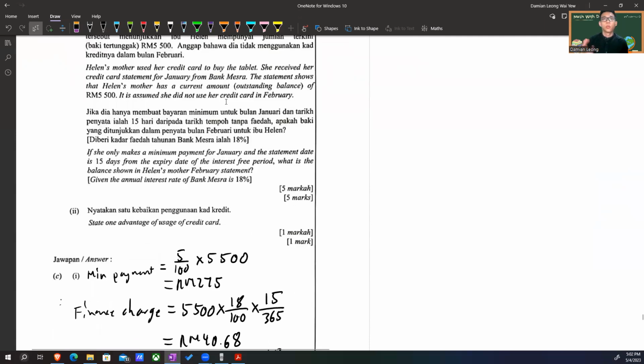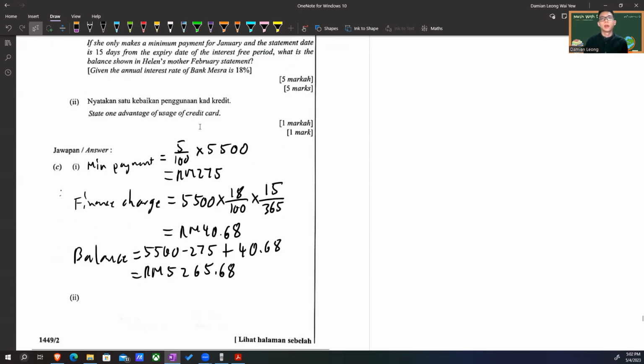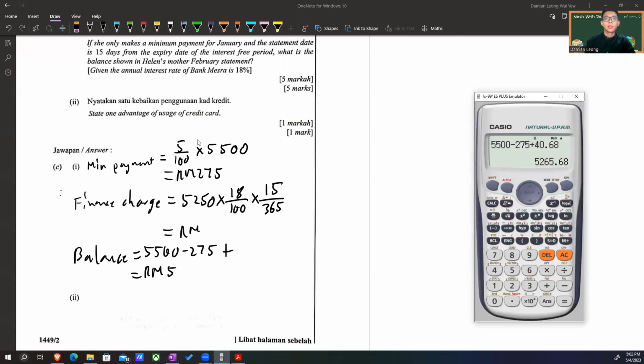Okay, it counts when, actually no. Actually, this question is a bit weird. Sorry, I interpreted a bit wrongly. By right, it should be when the transaction is made. But this is only counting when the statement is made. When the statement is given. So it's only during the statement period.